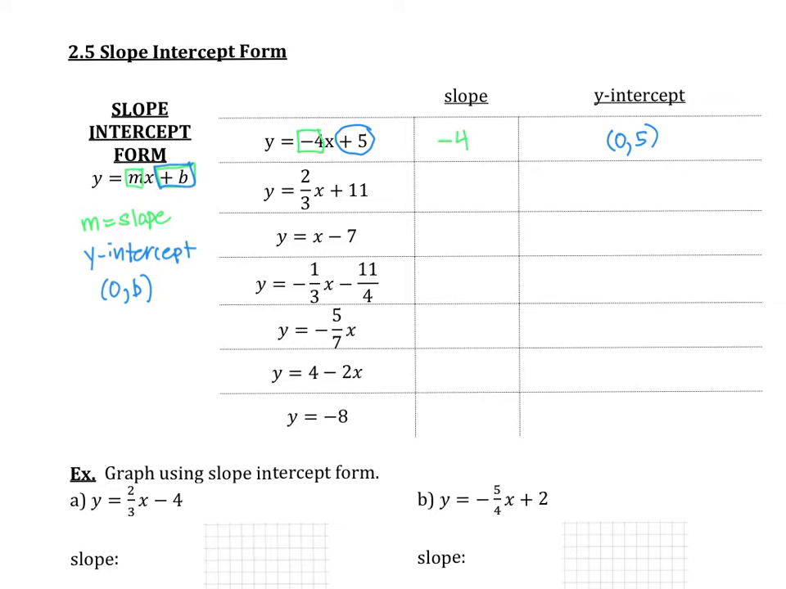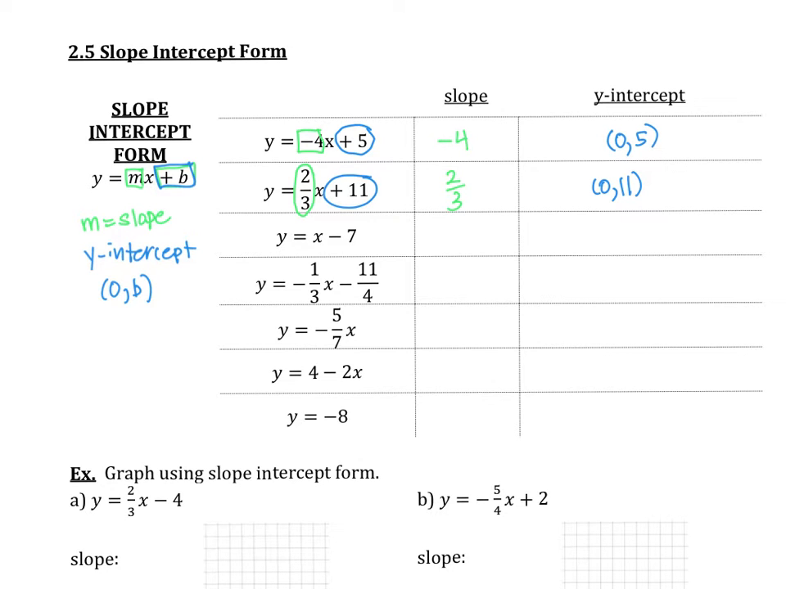I'm going to do the same thing on the next one. It is in slope-intercept form because it says y equals. Whatever number is with the x, in this case 2/3, is the slope. The number that does not have the x on it is +11, so my y-intercept is 0, comma, +11.